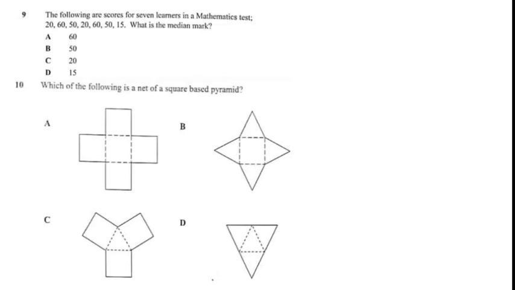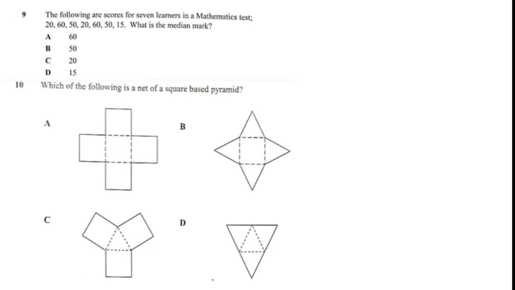Okay, so question 9 was as follows. The following are scores for 7 learners in a mathematics test: 20, 60, 50, 20, 60, 50, 15. What is the median mark? Okay, so those are the marks. You can take time and look at them.